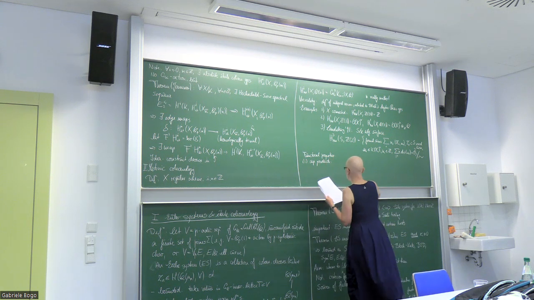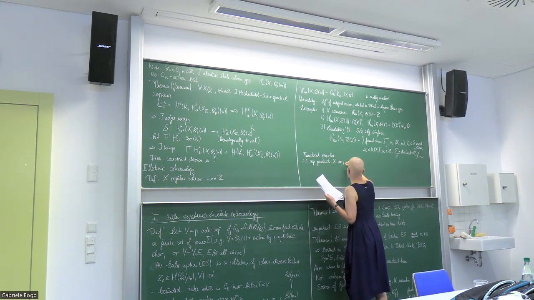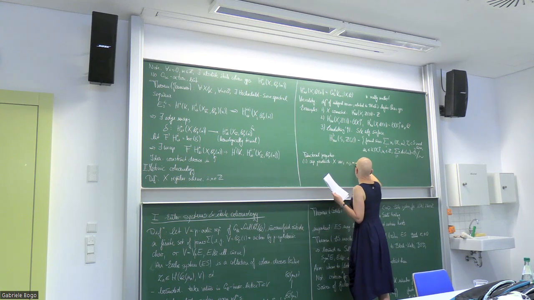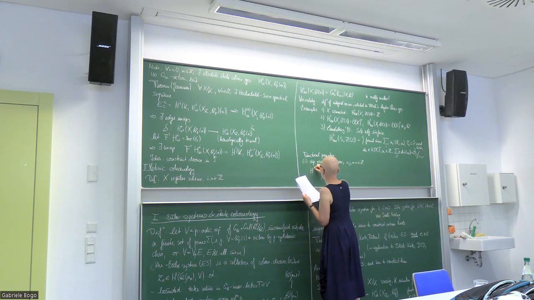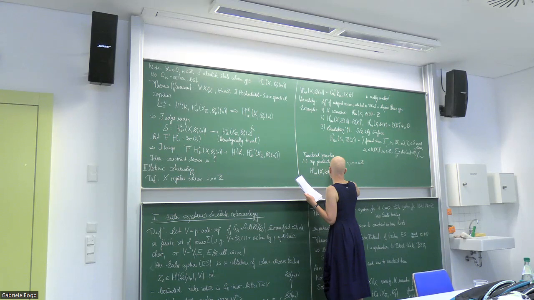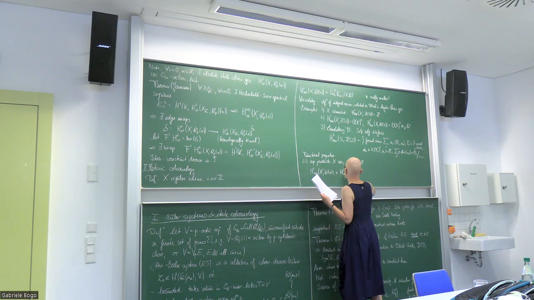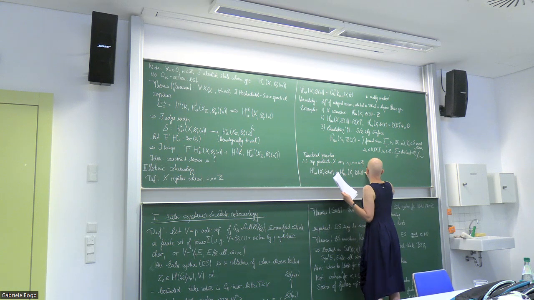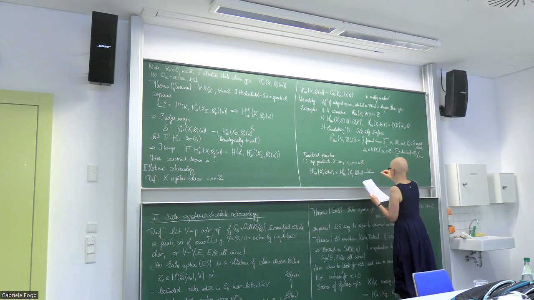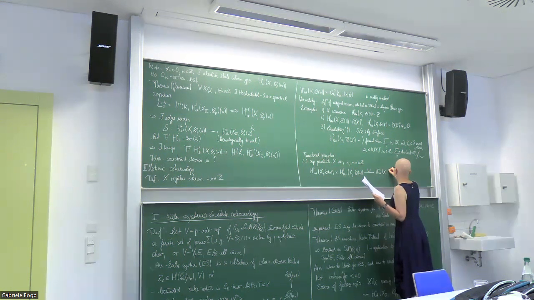Cup products. We let X be a variety. Then we let i, j, m, and n be in Z. Then we have a cup product from H^i motivic of X, Q(m), times H^j motivic of X, Q(n), into H^{i+j} motivic of X, Q(m+n).